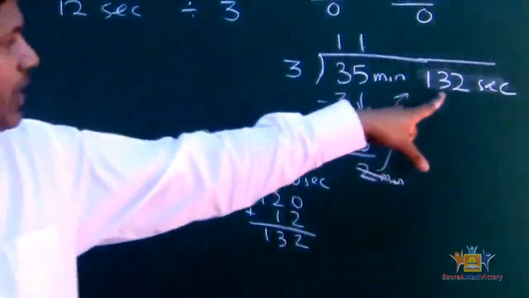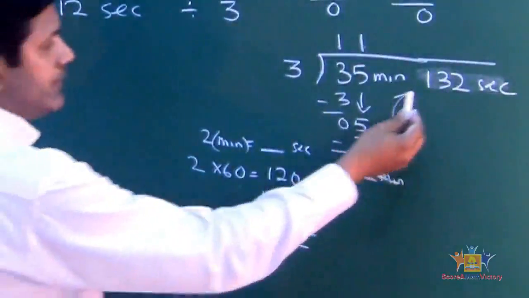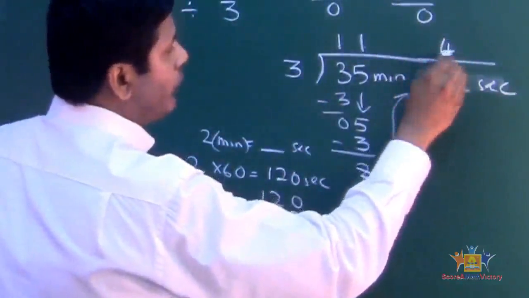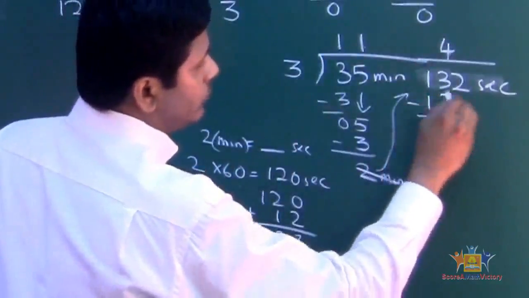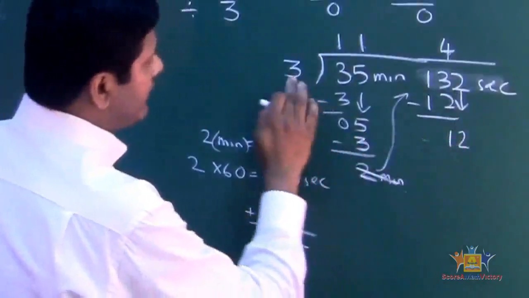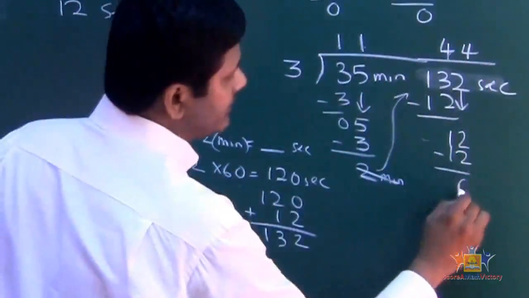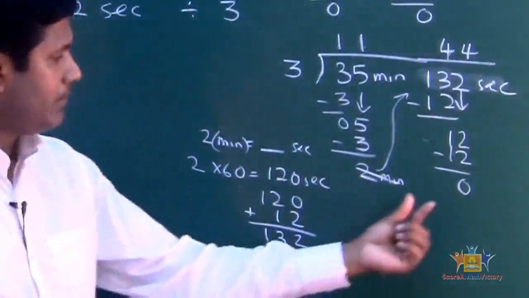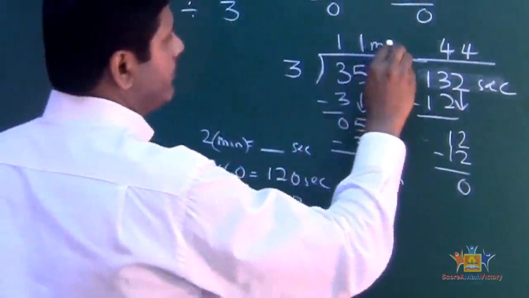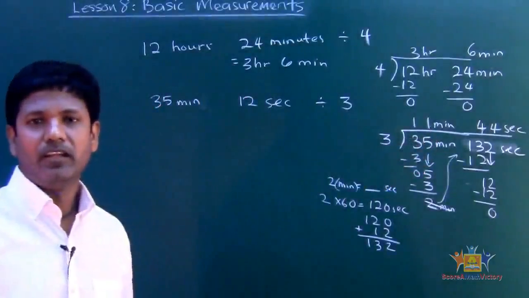Now I'm taking 132 and dividing it by 3. Let's start with the first digit. I cannot. Second, 13. How many 3s? 4, because 4 times 3 is 12. 3 minus 2 is 1. 1 minus 1 is 0. I bring the 2 down. In 12, how many 3s? 4. 4 times 3 is 12. Minus, gives me 0. My goal is to bring it down to 0. Now I can bring the minutes up and the seconds up. That's my final answer.